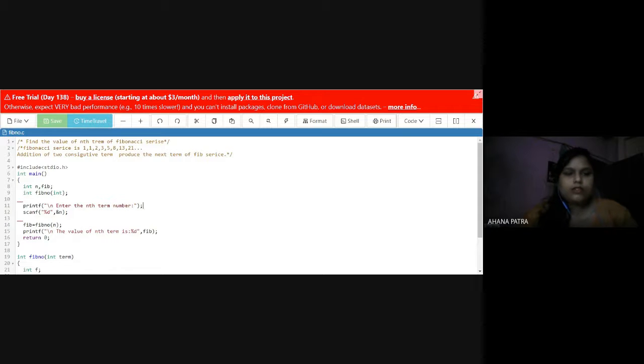So what is that? If we add 1 plus 1, we get 2. If we add 2 plus 1, we get 3. If we add 3 plus 2, we get 5. And if we add 5 plus 3, we get 8, and so on. So you can understand what the Fibonacci series is and how to get the value of any term.